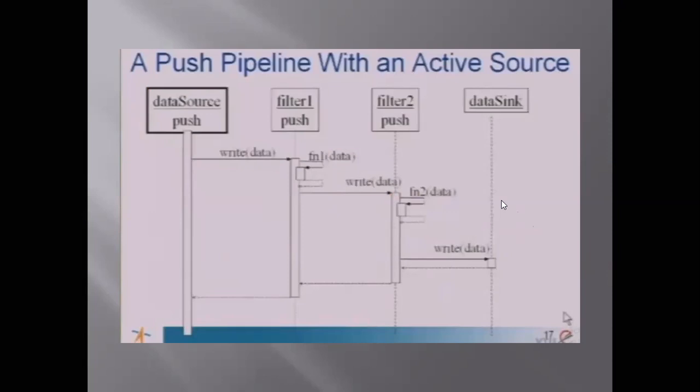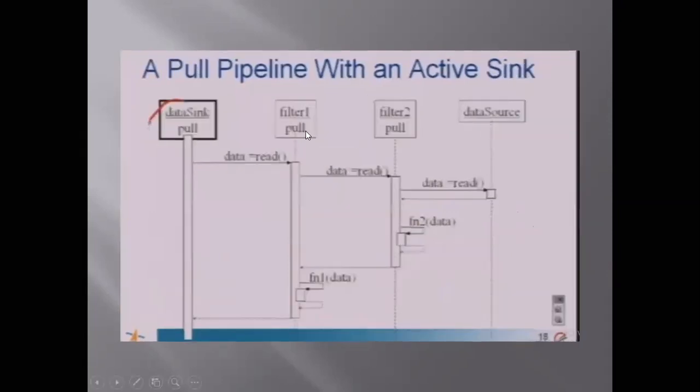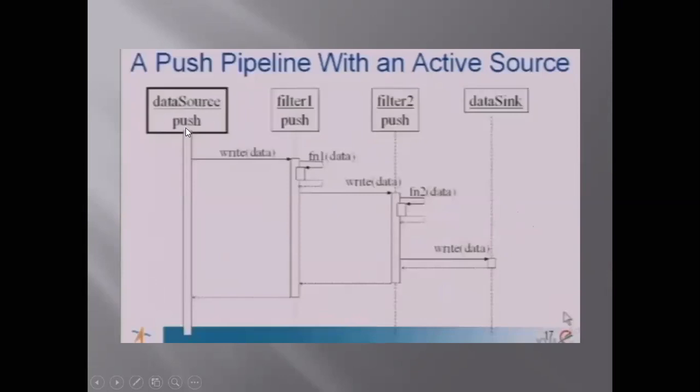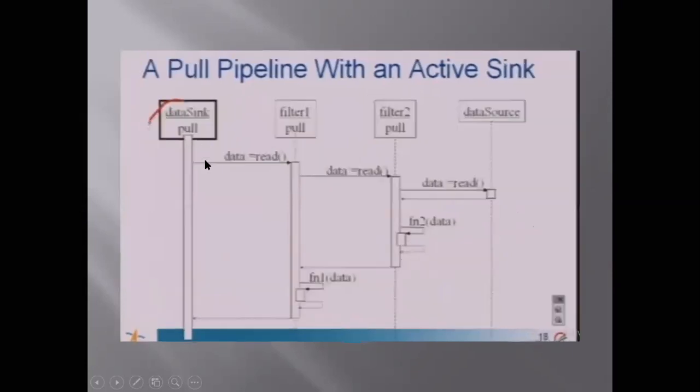Again there can be a slight variant to this: a pull pipeline with an active sink. In the previous diagram the source was active and it was implementing the push mode. But here the data sink is active, and definitely the data sink should use a pull model, because the data sink is the final destination, it should take the data from the last filter.